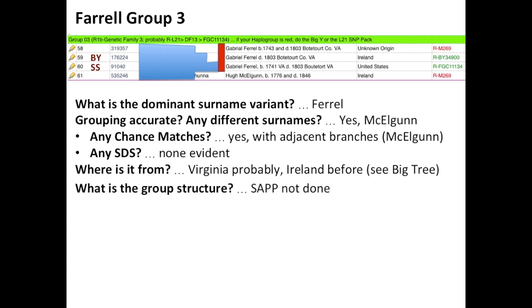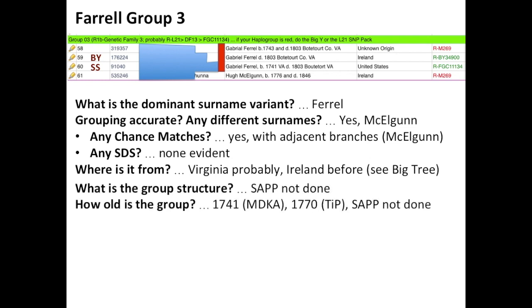I didn't do the SNP exercise on this particular group. The tip report dates them to 1770, but their own pedigree goes back to 1741. What happened for the 700 years before that? How did they get the Farrell name?